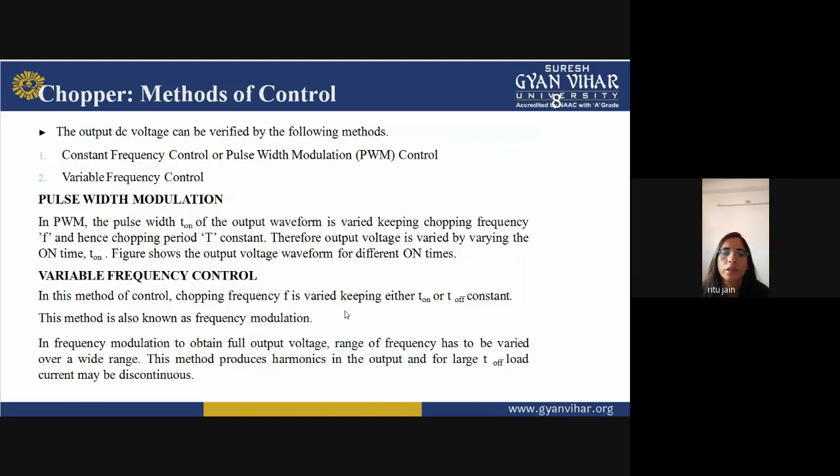In this method of control, the chopping frequency f is varied, keeping the T on and T off constant. This method is also known as frequency modulation. To obtain the full output voltage range, the frequency has to be varied over a wide range. So this method produces harmonics in the output, and for a large T of load it may be discontinuous.